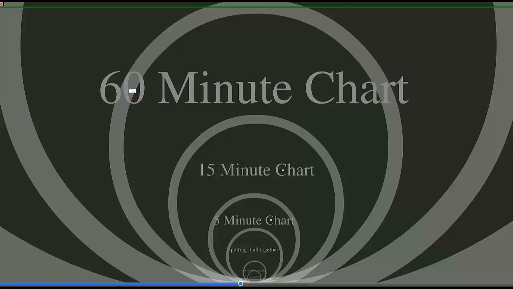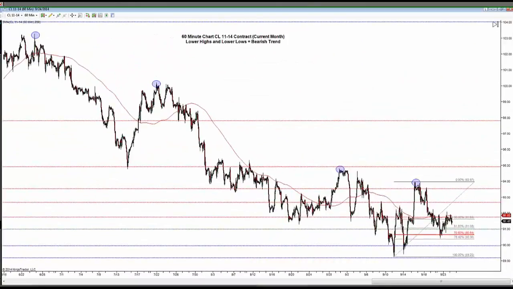Now I'm going to switch into the 60-minute chart. Let's take a look at it. And I am using the current month contract here on your 60-minute chart. For those of you that are regular room members, you know I have that OTG support and resistance indicator. I'll show you that again here in a minute. But that is where I'll put all of these major support and resistance levels.